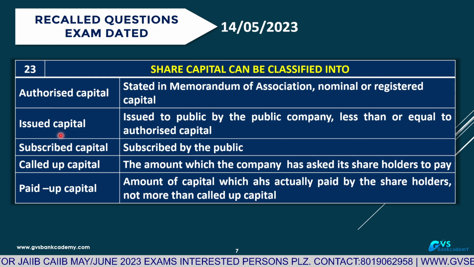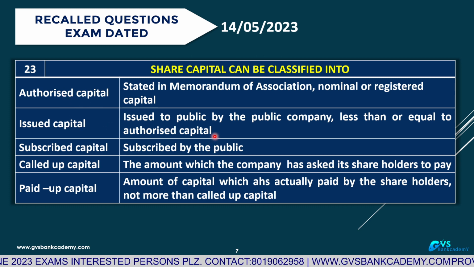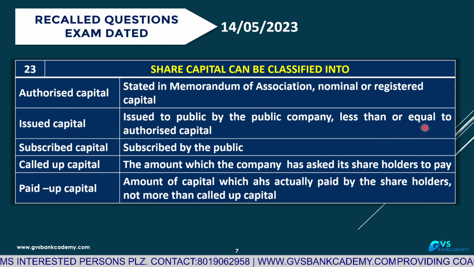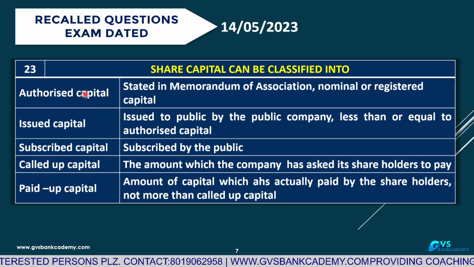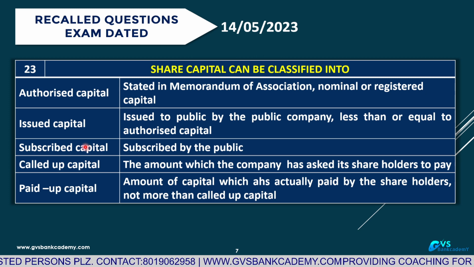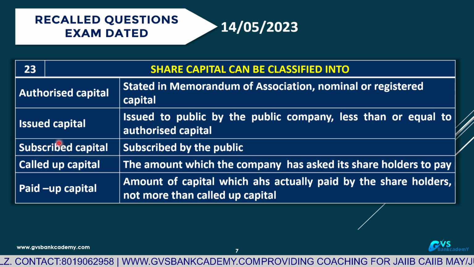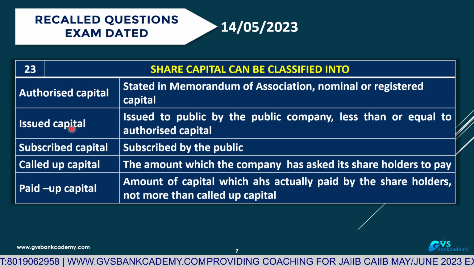That is one. Out of this authorized capital, issued capital: how much is issued to the public by the public company? Normally only a public company can issue shares to the public, and this amount is less than or equal to authorized capital. It cannot be more than authorized capital. Subscribed capital: out of issued capital, how much is subscribed by the public to the company? Subscribed capital is always less than or equal to issued capital.